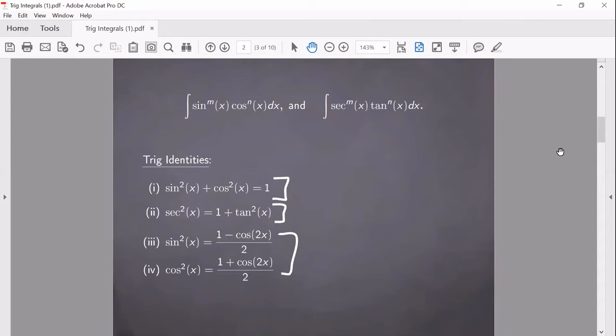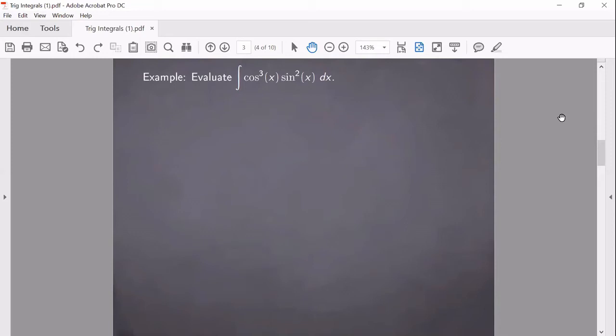So let's take a look at an example. Let's say I want to evaluate the integral of cosine cubed times sine squared. What I'm going to do is a clever u-substitution. The first thing I'm going to do is rewrite cosine cubed as cosine squared of x times cosine of x. Then I'm going to write the cosine of x with the dx, which is going to help me with my u-substitution.